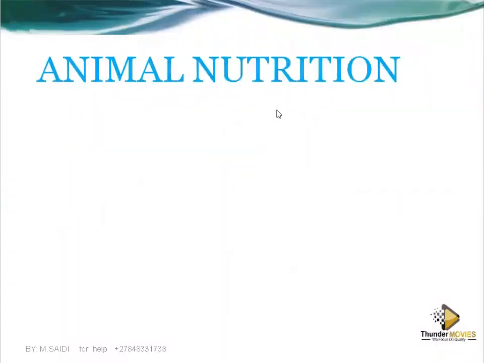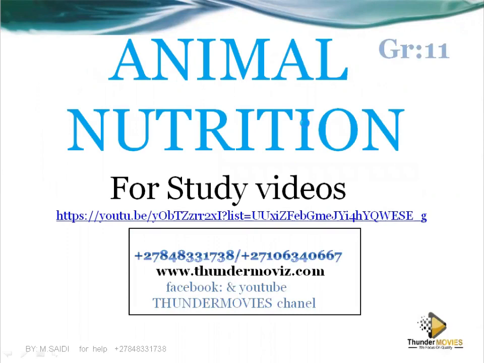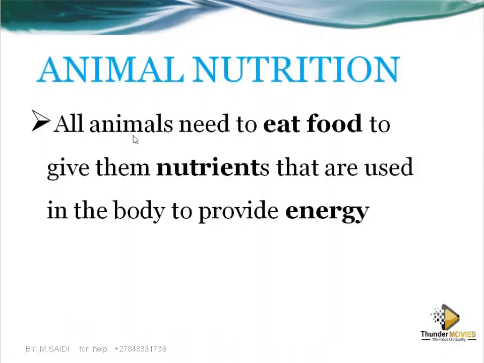Okay, today we are going to look at animal nutrition, how food is being digested and then absorbed into the body. When you talk about animal nutrition, you're saying that animals need to eat to give them nutrients that are used in the body to provide energy. Basically, when you talk about nutrition, you're talking about getting nutrients from the outside environment into our bodies. So animals need to eat.